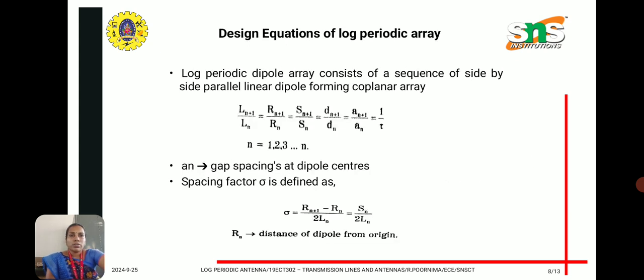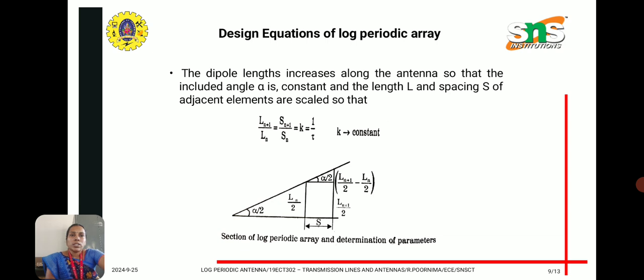Now the design equations of the log periodic array. A log periodic dipole array consists of a sequence of side-by-side parallel linear dipoles forming a coplanar array. It is given by the equation using the gap spacing of the antenna, and the spacing factor is defined by sigma, where r is the distance of the dipole from the origin. In the design equations, the dipole length increases along the antenna so that the included angle is constant, and the length and spacing of elements are scaled using the constant k.